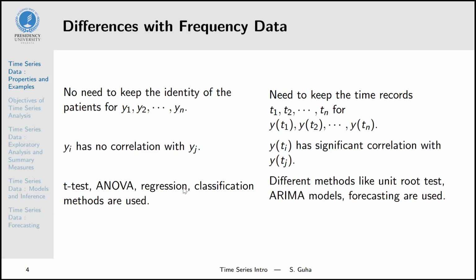The third difference between the usual kind of data that we most often deal with and time series data is that for the usual data, the techniques we use are the t-test, ANOVA model, the usual linear or nonlinear regression model, and classification techniques like logistic regression, linear discriminant analysis, and many others. On the other hand, these classical statistical methods are not directly applicable for time series data.